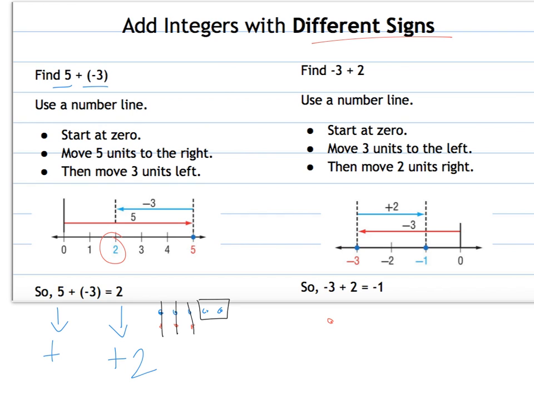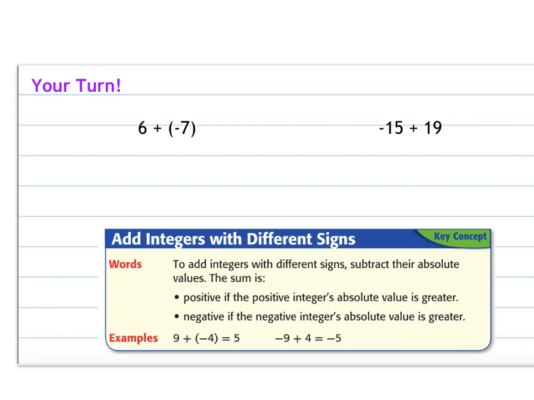Same thing here. If I have 3 negatives and 2 positives, each of those 1s, additive inverse, are going to cancel. I'm left with, oh, red, negative 1. So we've got a little rule here, so let's try some.